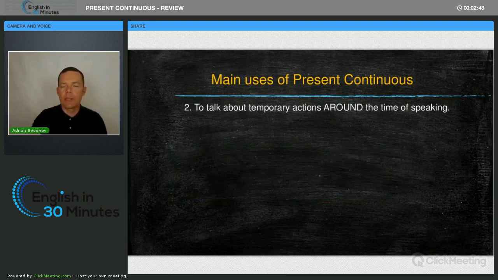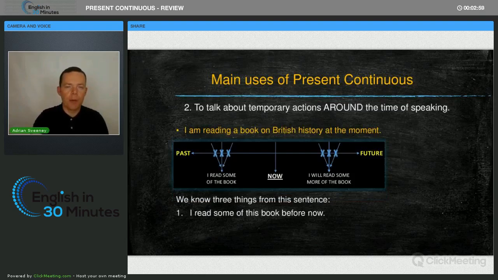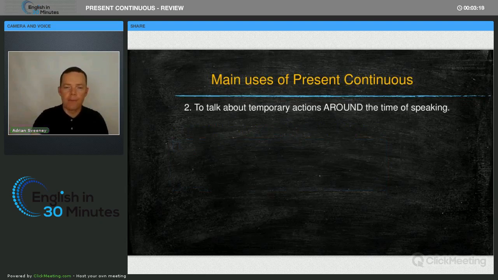Right, main use number 2, temporary actions around the time of speaking. So, I am reading a book on British history at the moment. What do we know? We know 3 things. First, I read some of this book before now. 2, I'm going to read more of this book after now. 3, I'm not reading this book at the moment of speaking. I'm talking to you. I'm doing this video. So it's around the time of speaking.